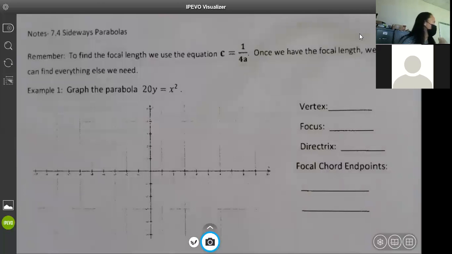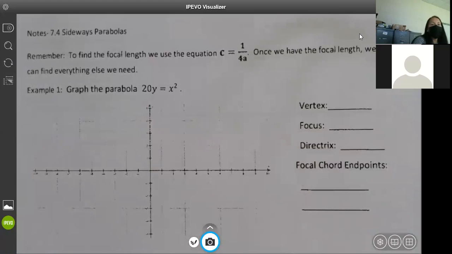We are going to do basically the same thing that we did on Friday. We're just doing it with sideways parabolas, which means they're going to be x equals instead of y equals. So on the first one, example one, we're going to review up and down or y equals, and then I'm going to show you the difference in x equals. It is literally the exact same thing.